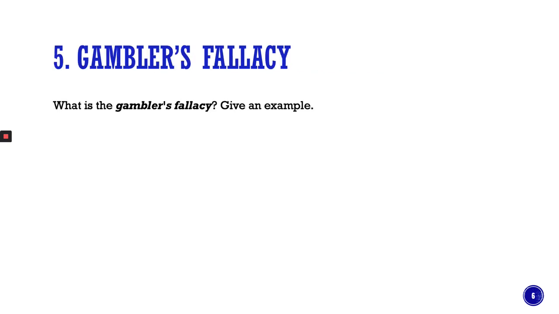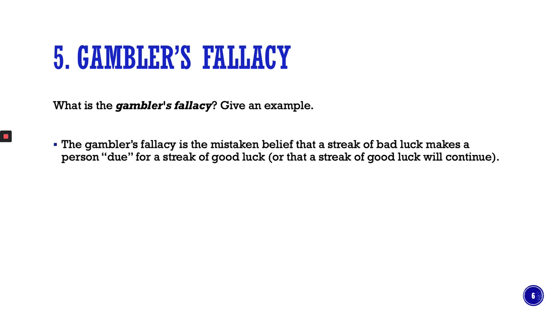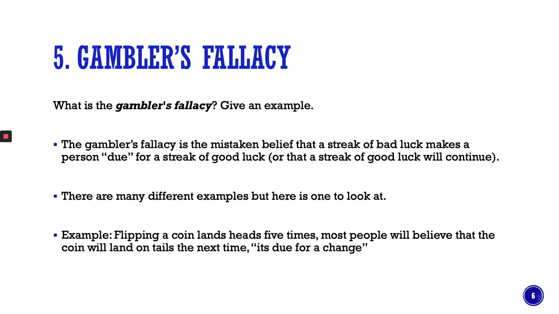What is the gambler's fallacy? And give an example. Well, the gambler's fallacy is the mistaken belief that a streak of bad luck makes a person due for a streak of good luck, or that a streak of good luck will continue. There are many different examples, but here is one to look at. Flipping a coin lands heads 5 times. Most people will believe that the coin will land on tails the next time because it's due for a change.